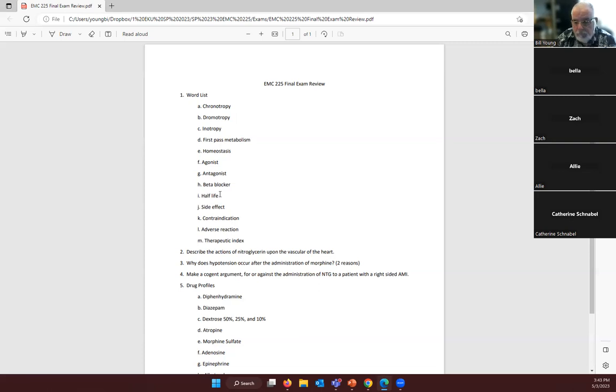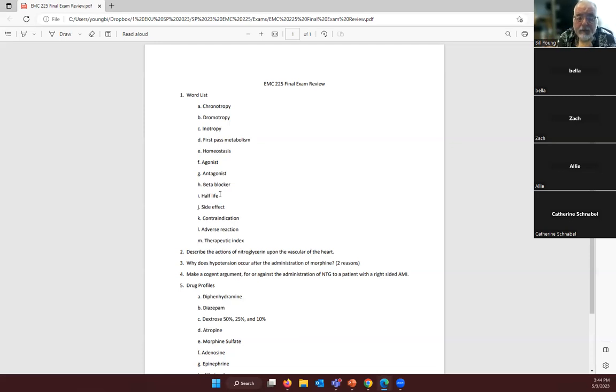That's the time it takes for a drug to be out of the body, at least 50%. Good. And how many half-lives does it take for a drug to be considered completely out of the body? 3 or 5? 5. There you go. 5. So again, we've talked about adenosine.